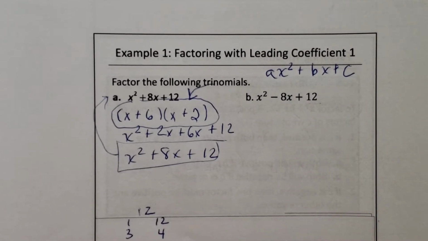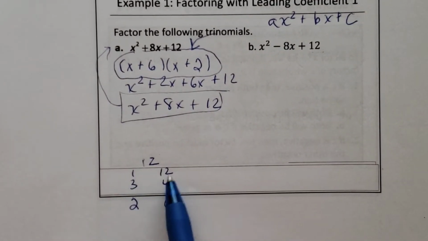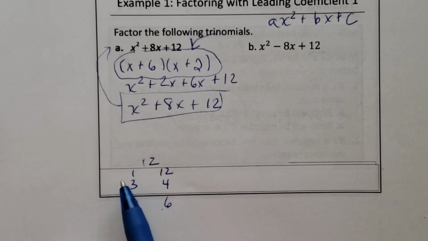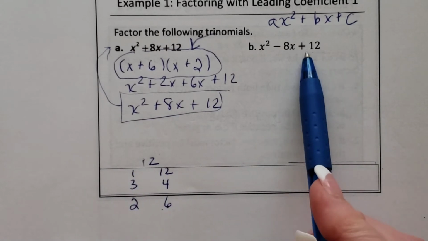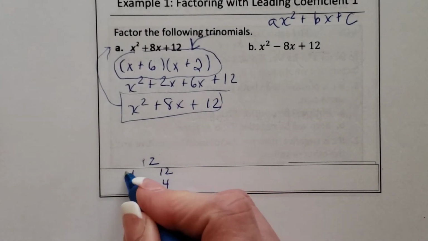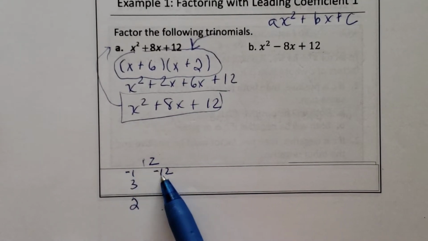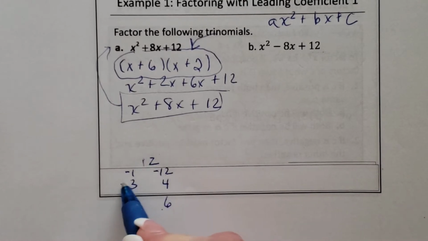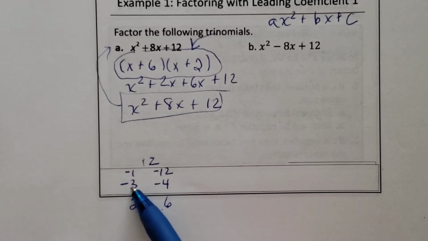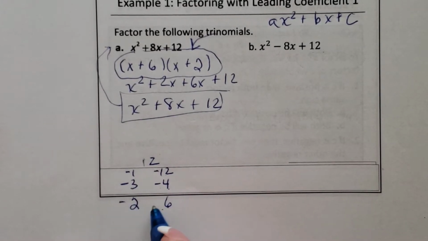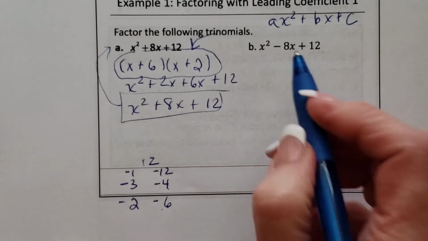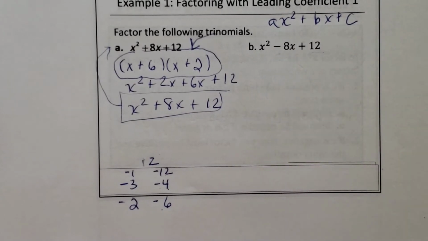Once again, our factors of 12 are 1 and 12, 3 and 4, and 2 and 6. Isn't it true that it takes a negative times a negative to equal a positive? Negative 1 times negative 12 is positive 12, but added I get negative 13. Negative 3 times negative 4 is 12, but added I get negative 7. Negative 2 times negative 6 is positive 12, and negative 2 plus negative 6 is negative 8. That's what I'm looking for.